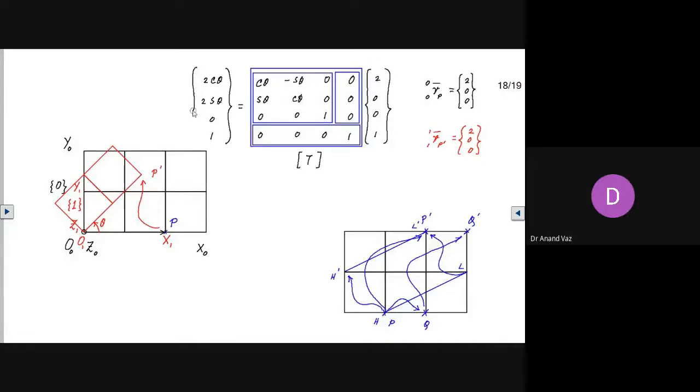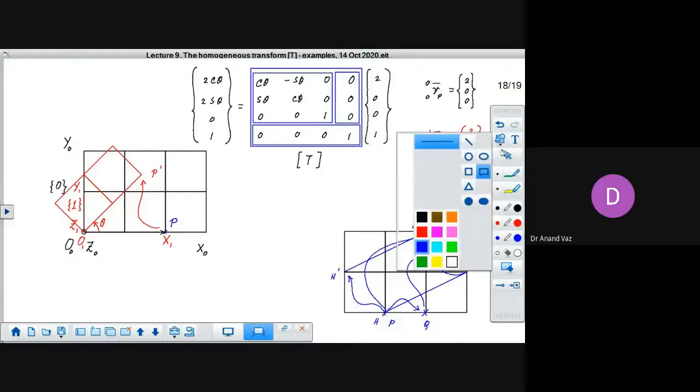If you look at the point P in the red frame, sitting on the red frame, you will see it as 2, 0, 0. But if you look at the point P dash from the frame 0, it has coordinates 2 cos theta, 2 sin theta. And you can see for yourself that is the case, because the x coordinate will be the adjacent side.